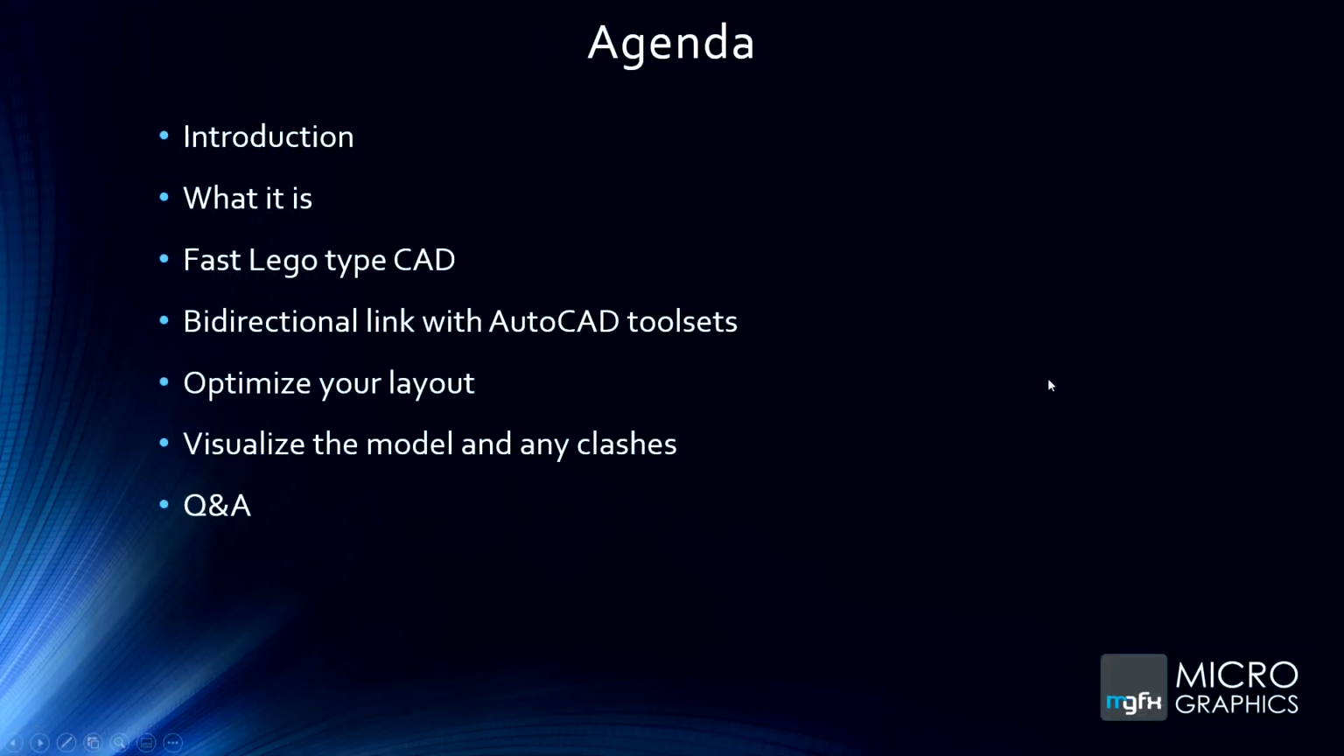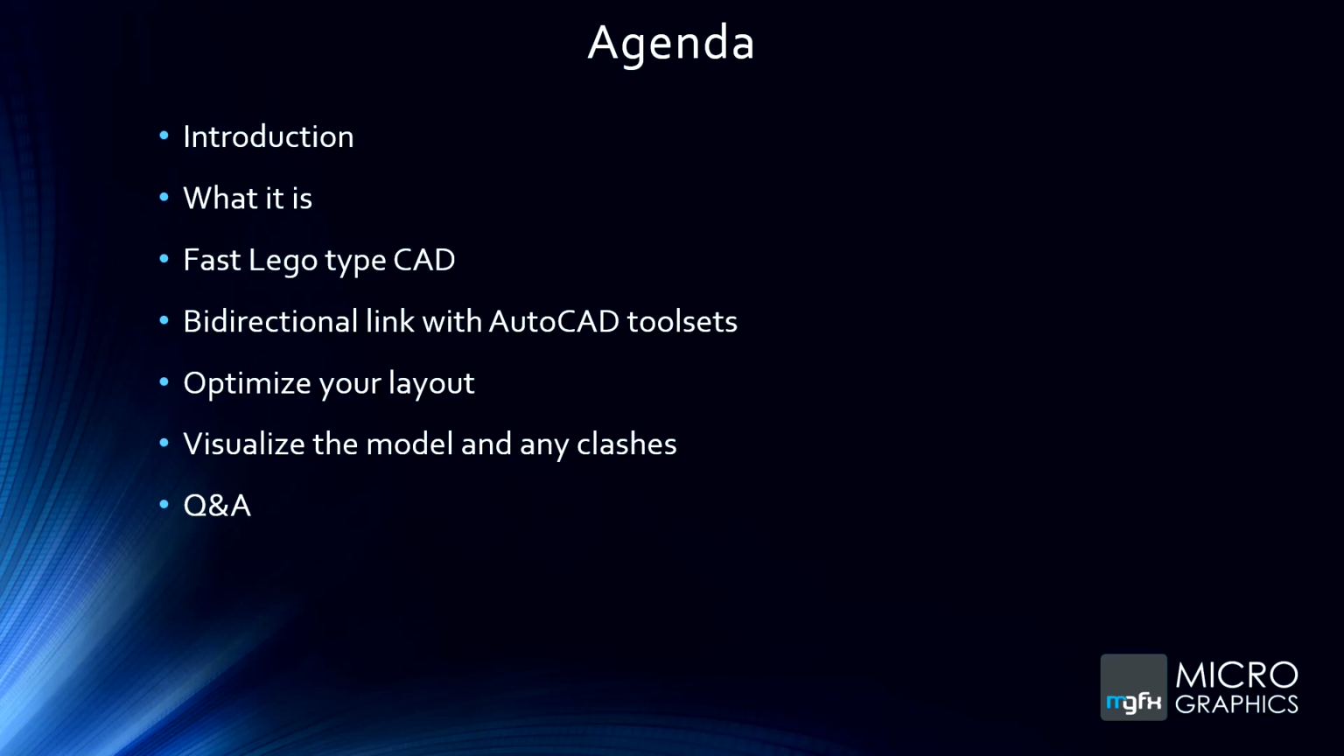Okay, so our agenda for today, what we're going to be looking at. Currently, introduction, where we currently are. What it is, so what is a factory design, why use it, etc. Fast Lego type CAD. I'll get to that in a second. Bidirectional link with AutoCAD toolsets. Optimize your layout. Visualize the model and any clashes.